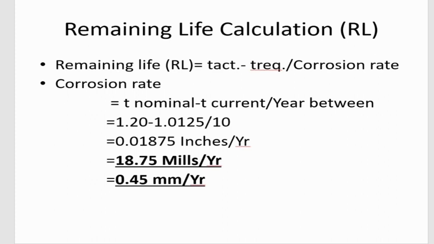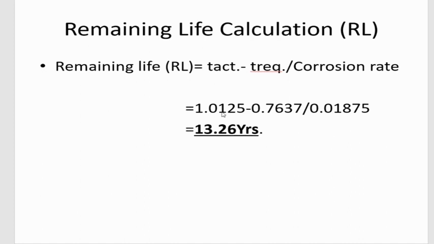So our remaining life is t actual minus t required divided by the corrosion rate. What is our t actual? 1.0125. What is the required thickness to resist the hoop stress? 0.7637, divided by 0.01875. We will get a remaining life of 13.26 years. That means our vessel has a life of 13.26 years.